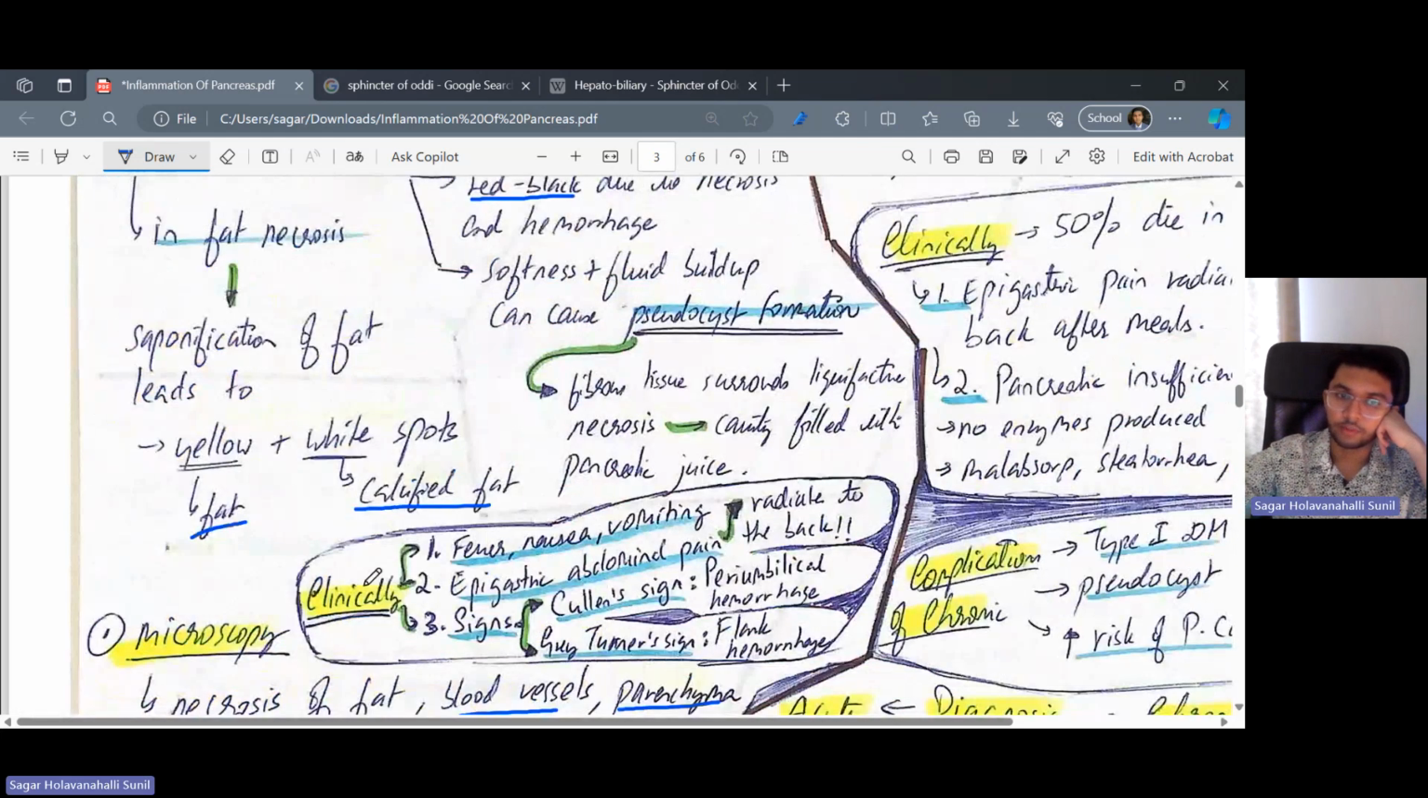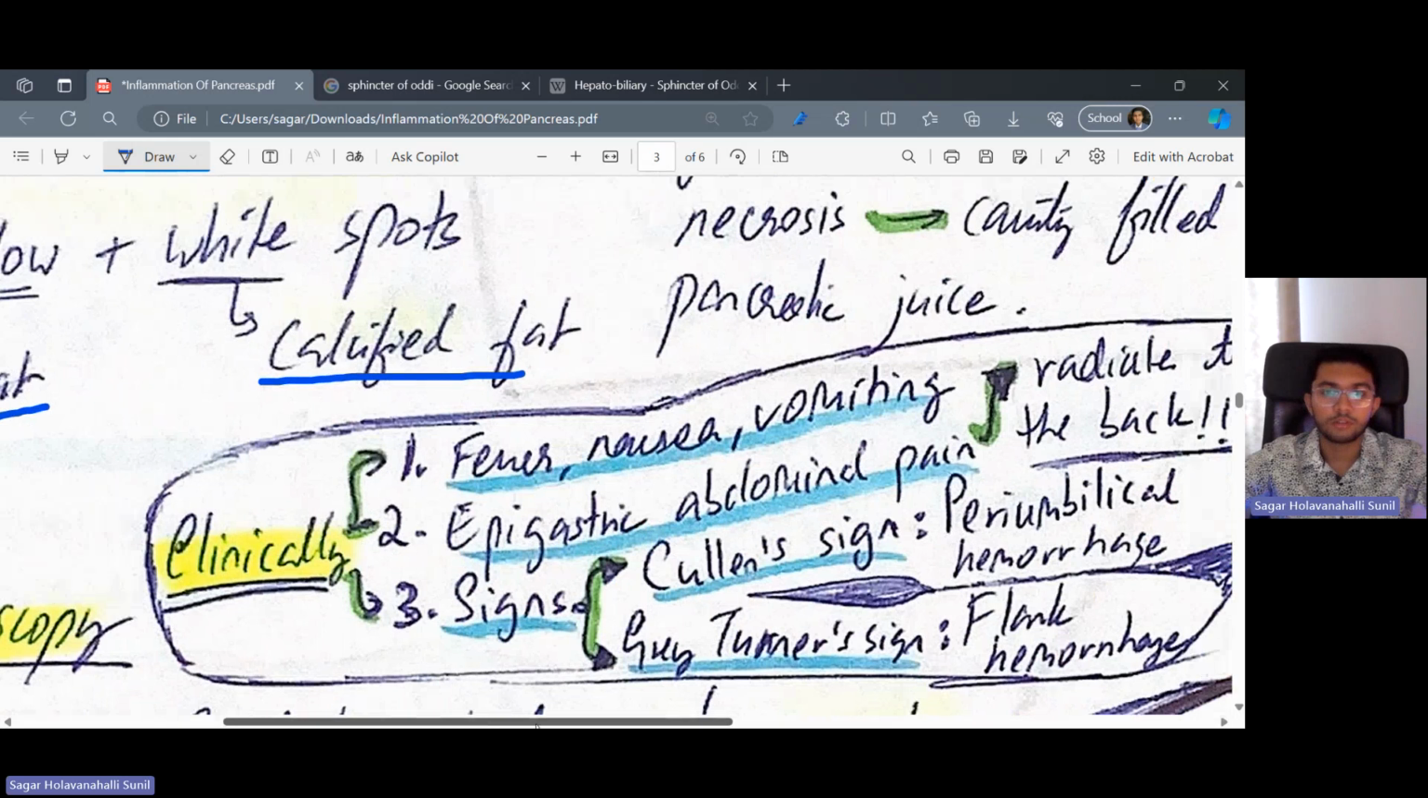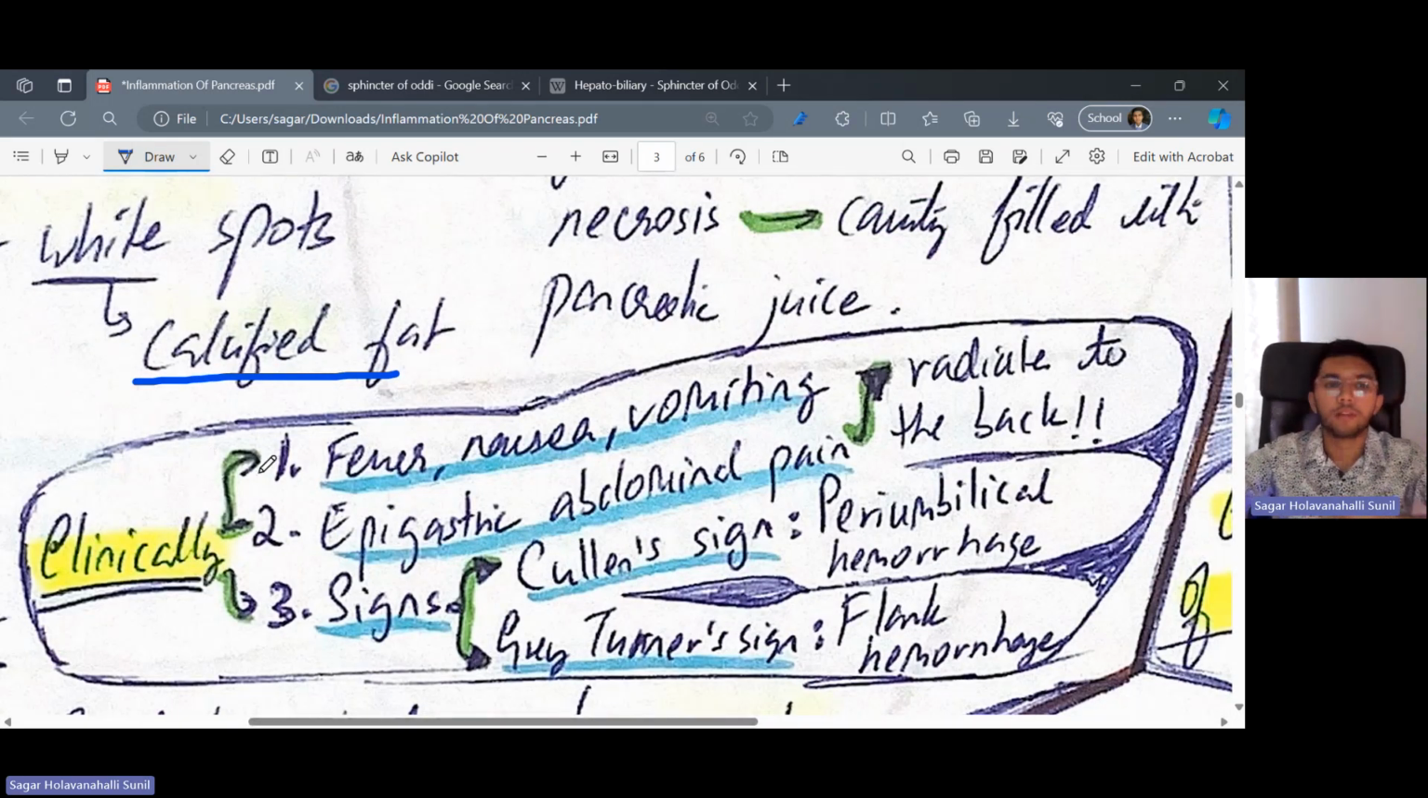So clinically, what do you see? Okay, let's go for this. So, okay, zoom this in. Yeah. So clinically, you'll have three things. You'll have fever, nausea, vomiting. Okay, that's one. Second is an epigastric abdominal pain. So that's above the umbilicus. And this pain usually radiates to the back.